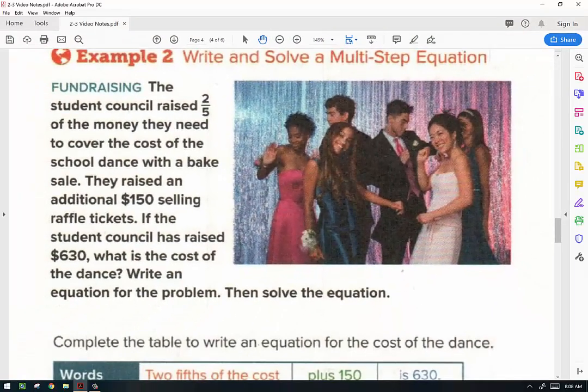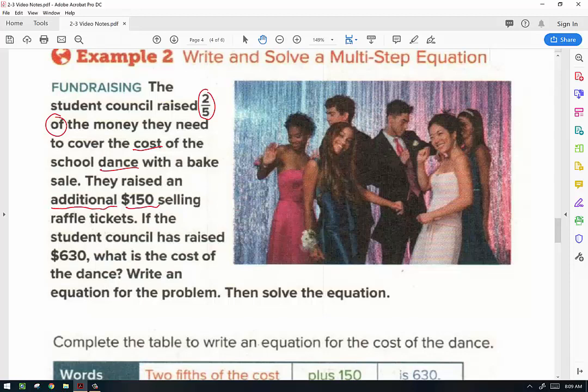Example 2, we want to write and solve a multi-step equation. This is coming from a word problem, and writing equations is one of the most difficult parts of algebra, not actually solving them. So we have fundraising. The student council raised 2/5 of the money, so 2/5 of, and of means times, that they need to cover the cost, so it's some kind of cost of the dance for the bake sale. They raise an additional, so additional means they're increasing, 150 by selling raffle tickets.